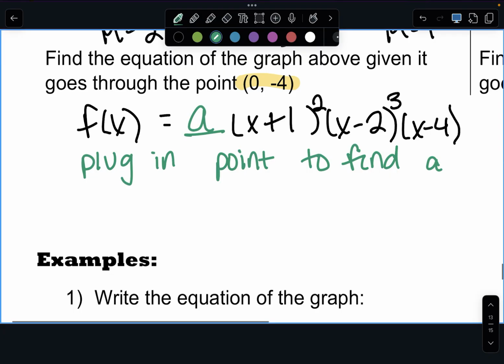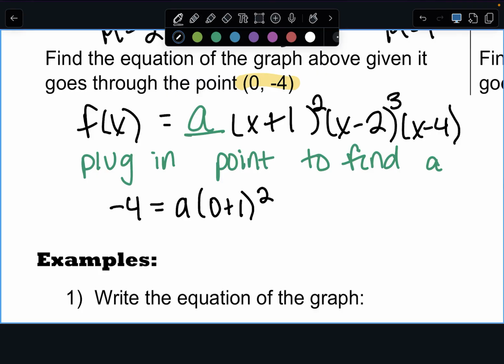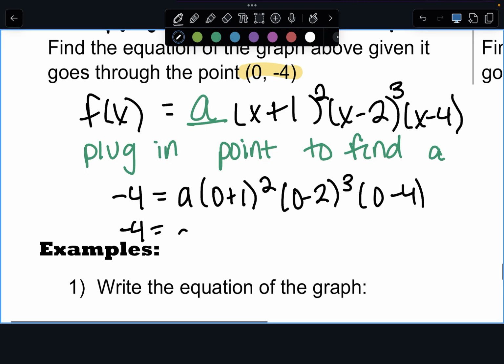So if we take that point, (0, -4), I'm going to change all my x's to zeros, and I'm going to change my y, or my f of x, to -4. So -4 is equal to A times (0 plus 1) squared, (0 minus 2) cubed, and (0 minus 4). And this is why it's really nice to plug in 0, because we can just kind of drop them, and we get 1 squared, -2 cubed, and -4.